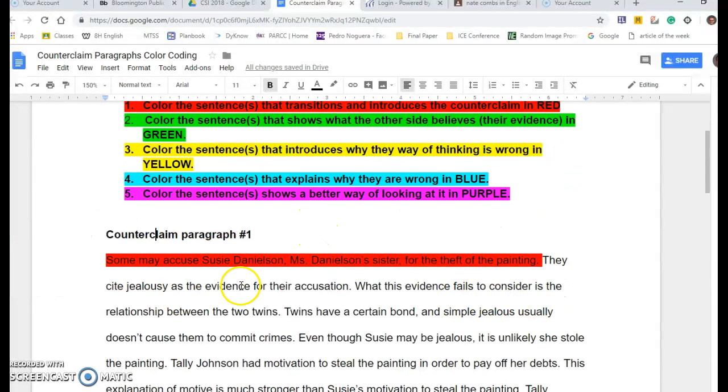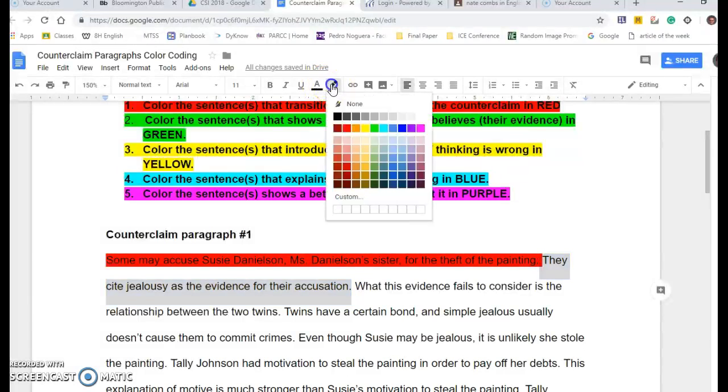I'm going to read on and see what our next sentence does. They cite jealousy as the evidence for their accusation. So their evidence is the fact that she was jealous. And so that is the way that they think. So we are going to highlight that in green.